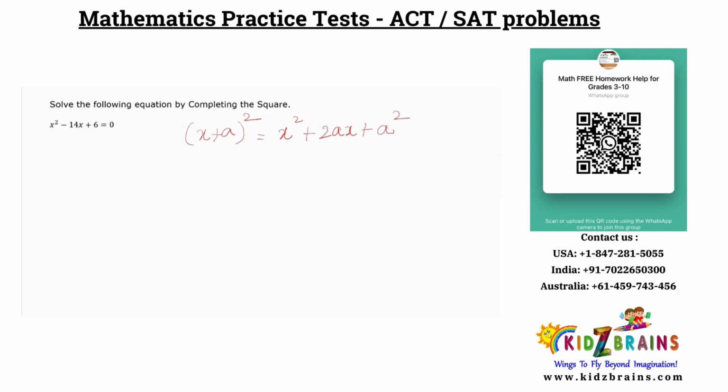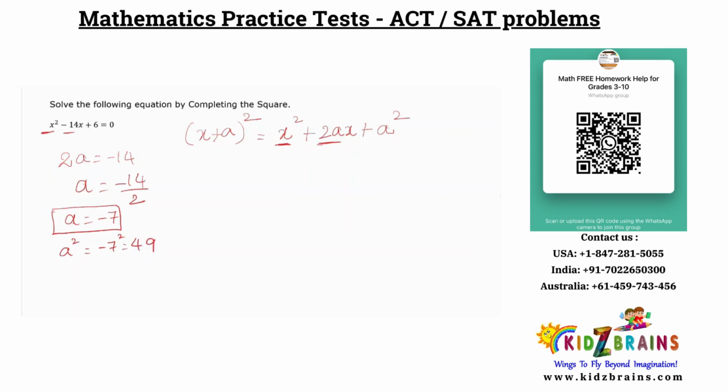So I have to convert. I have to find my terms. We have x square here, the coefficient is 1. Okay. So my 2a is nothing but minus 14. So 2a is minus 14. So what will a be? Minus 14 divided by 2. So a is minus 7. So we found out a. Then what will a square be? Minus 7 square, that is 49.